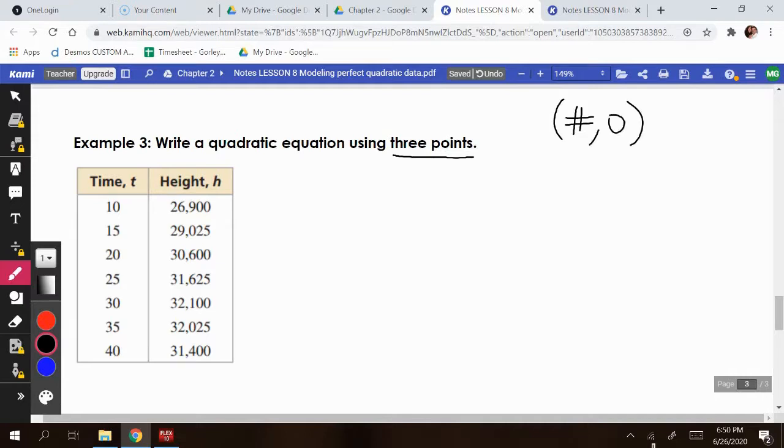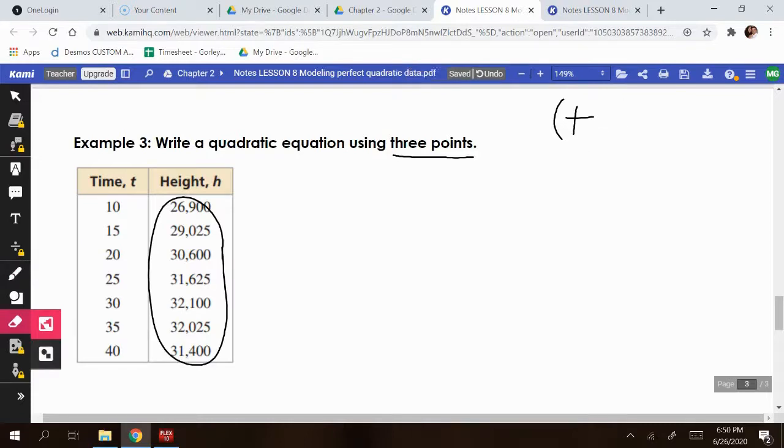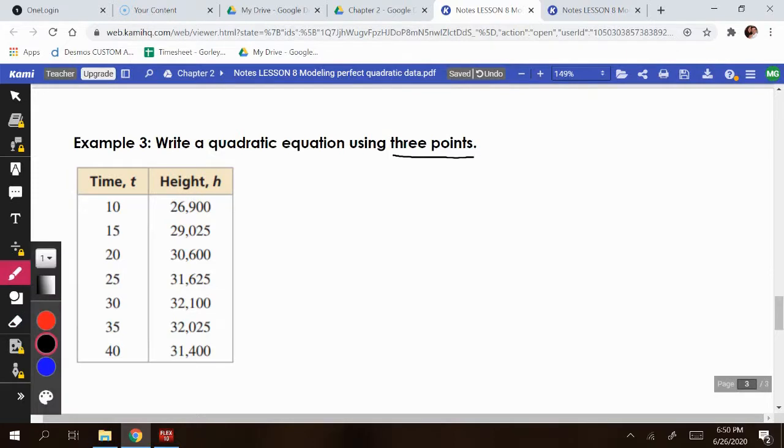That's what an x-intercept looks like. It's got 0 as your y value. Do you see how there's no y values of 0 here? So I know that I have not been given x-intercepts. So that's one reason why I'm not using x-intercept form.